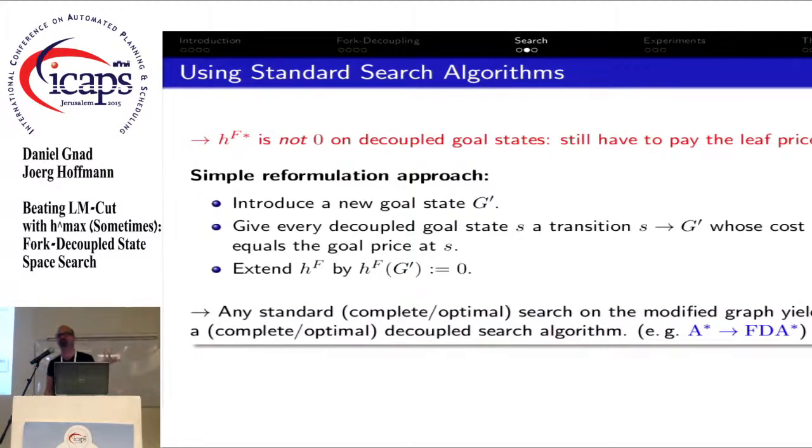There's a very simple compilation that gets rid of this. You just encode the buying of the leaf goals into a separate transition in your search space. You can apply any search algorithm you want, and it's going to work. When I take a search algorithm X and say FDX, I mean Fork-Decoupled X. And it's going to be optimal if the original one was optimal.